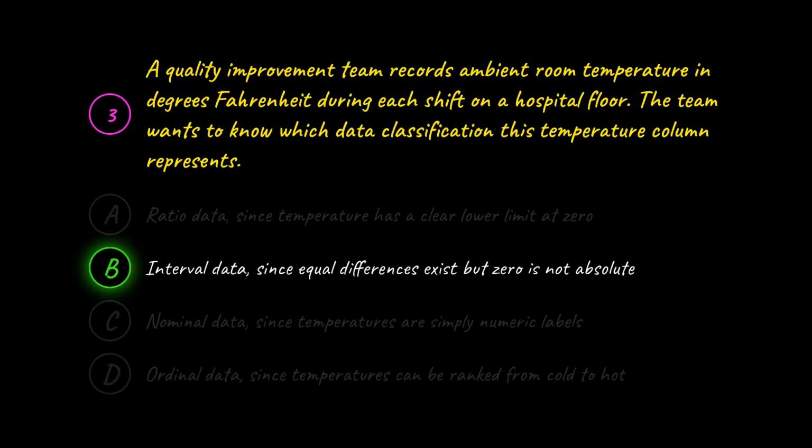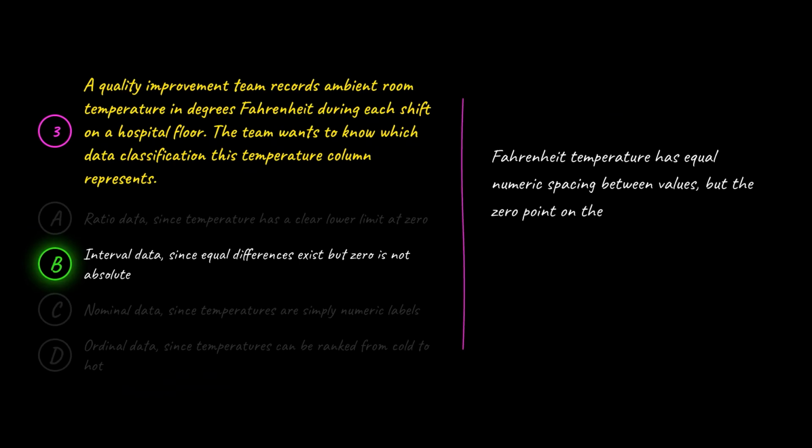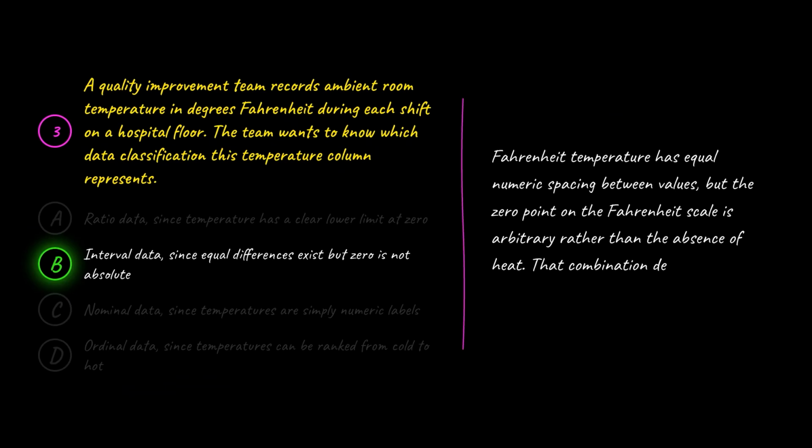The correct answer is B. Interval data, since equal differences exist but 0 is not absolute. B is correct because Fahrenheit temperature has equal numeric spacing between values, but the 0 point on the Fahrenheit scale is arbitrary rather than the absence of heat. That combination defines interval data. Means and standard deviations can be calculated, but proportional comparisons cannot.